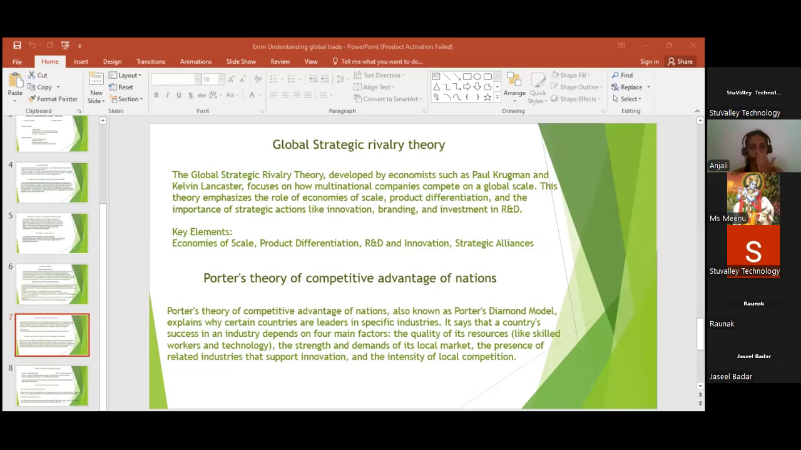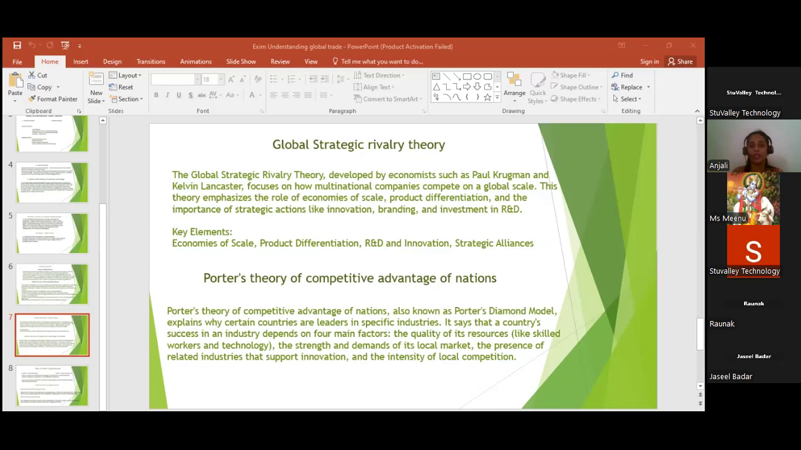Okay, in this global strategic rivalry theory, whenever a product is launched, it has to be different from the other products. For example, I can't produce the same product which already exists. Take any product like soap. I have to differentiate it from the other products. Then the hand washes came, right? The liquid hand wash which we are using. In this way my product should be different from the other products, and I'm coming up with new innovations.